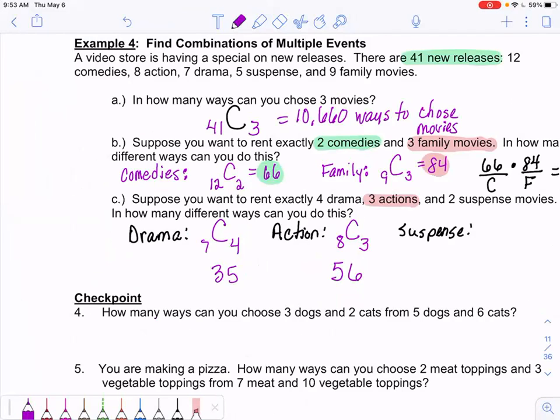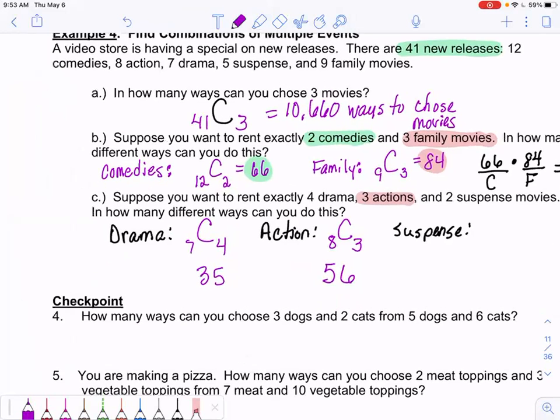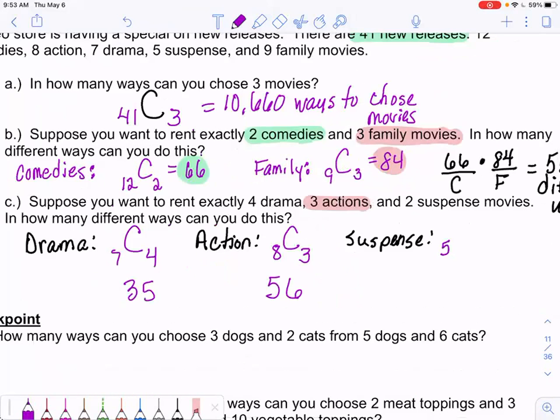And Emma, finally, suspense. How many suspense movies are there? And we want to pick 2 of them. So Emma, what is 5C2?